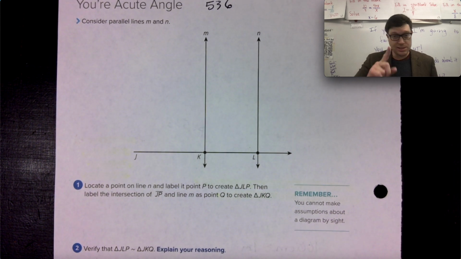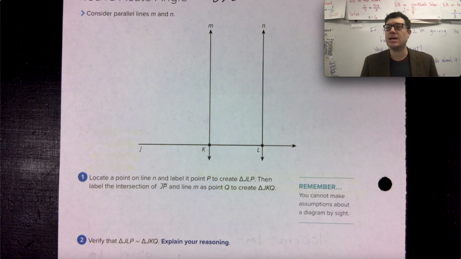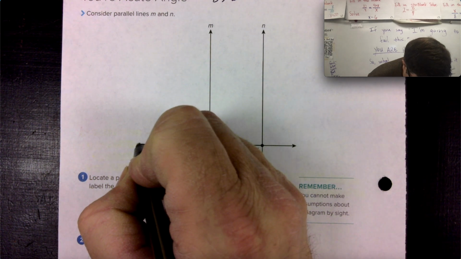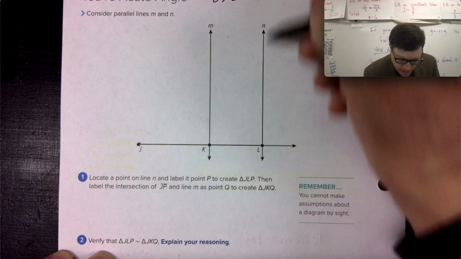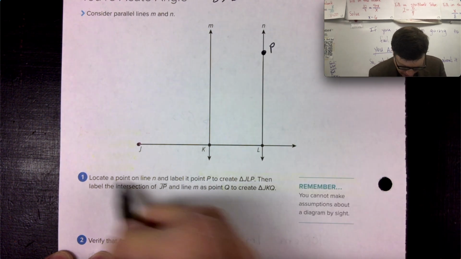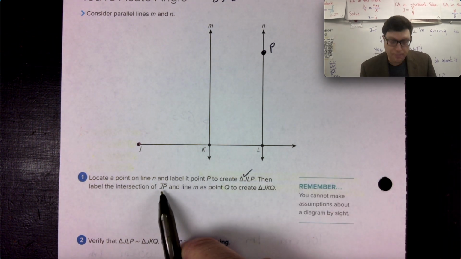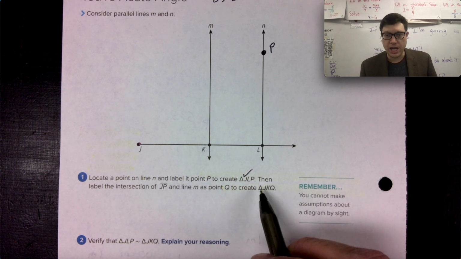Consider the parallel lines, that's good to know, parallel lines M and N. Locate a point on line N and label it P to create triangle JLP. So I see J. In fact, I'm going to put a dot here for J, which I noticed wasn't there in the beginning. And then somewhere out here, maybe not quite at the top, I'm going to put P. Okay, done. Then label the intersection of segment JP and line M as Q. And create triangle JKQ.